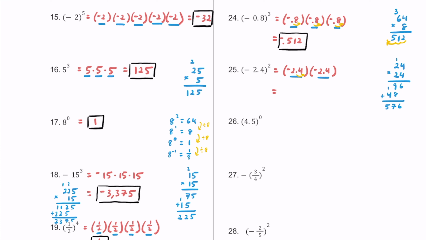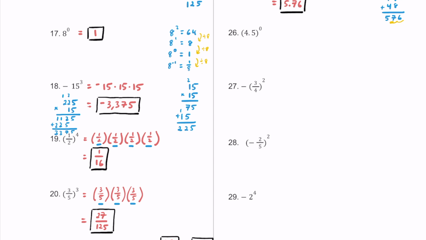Looks like we have 1 decimal place and 2 decimal places, so logically we should have 2 decimal places in our answer here. So let's go ahead and say a negative times a negative is a positive. So we should have positive 5.76. This would be the value of this power.